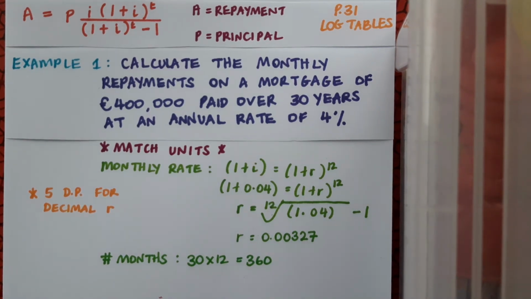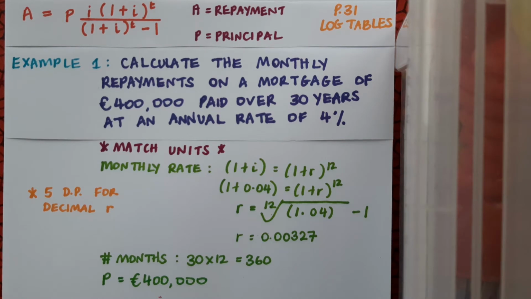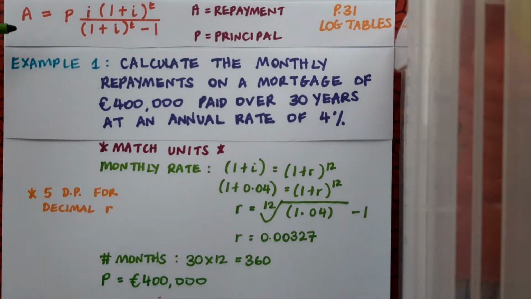In this case, I want to calculate the monthly repayments, so I want to find A. That means I must have a value for the principal. And of course, that's just the mortgage amount of 400,000. And now I have all my information to fill into the formula. You can pause here and do that yourself now if you like. Don't forget, this is our formula up here from page 31 of the log tables. And then play and see if you got it correct.